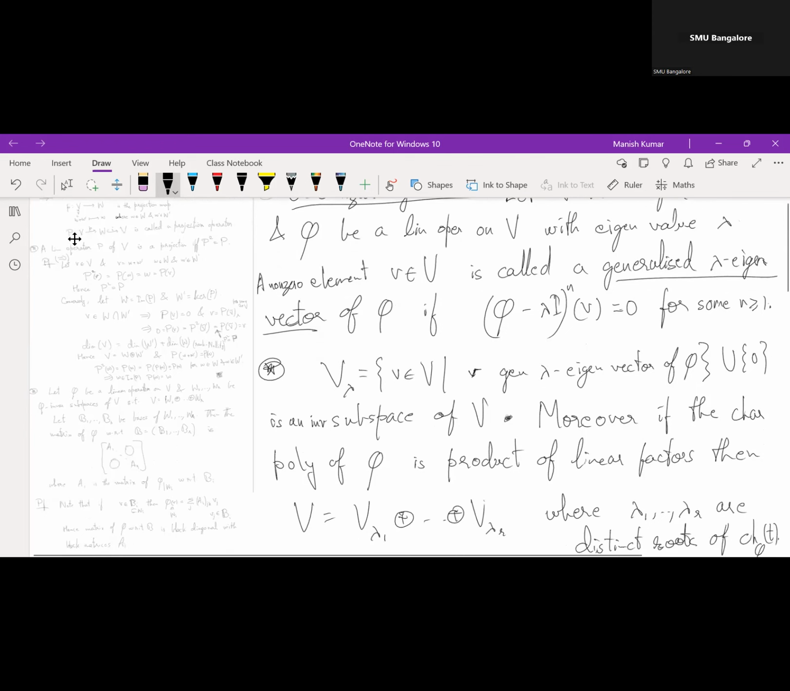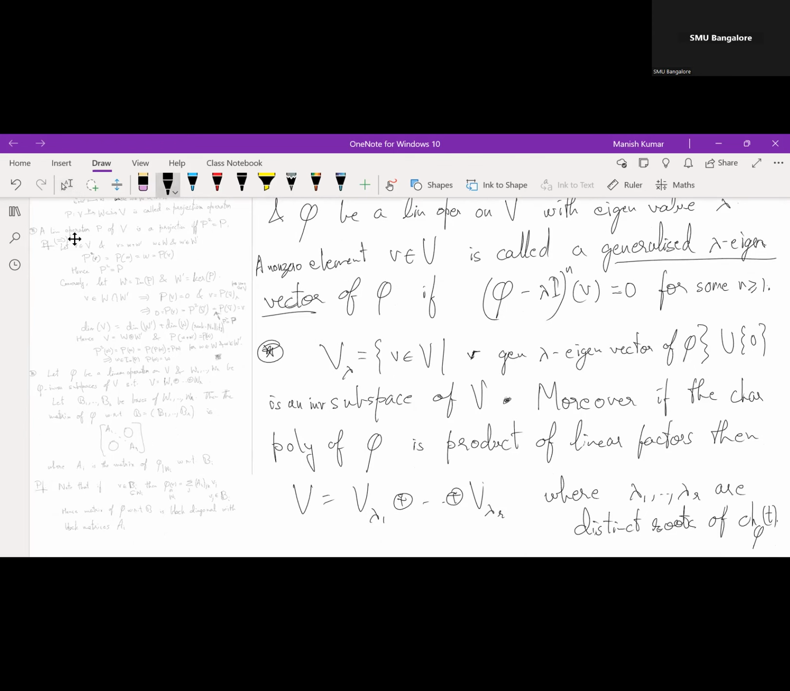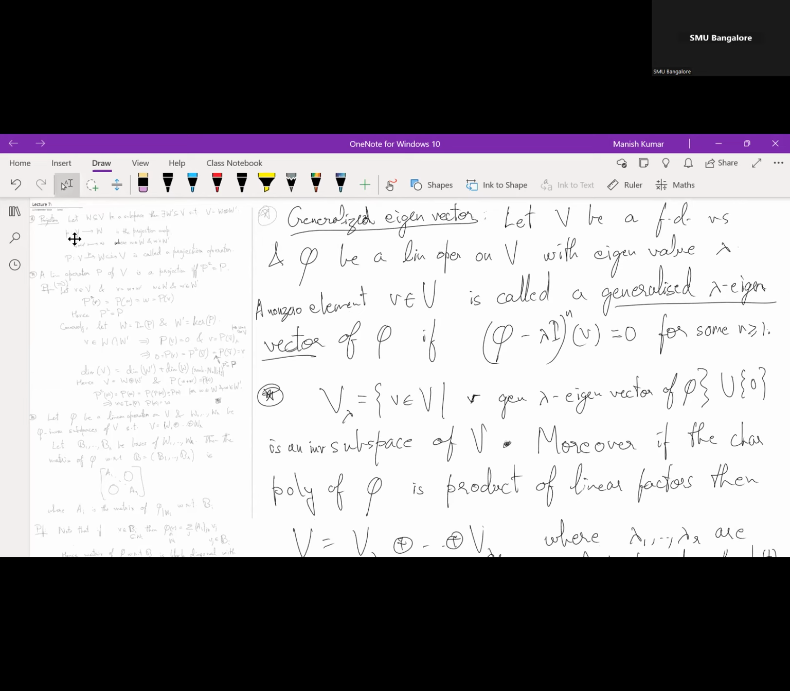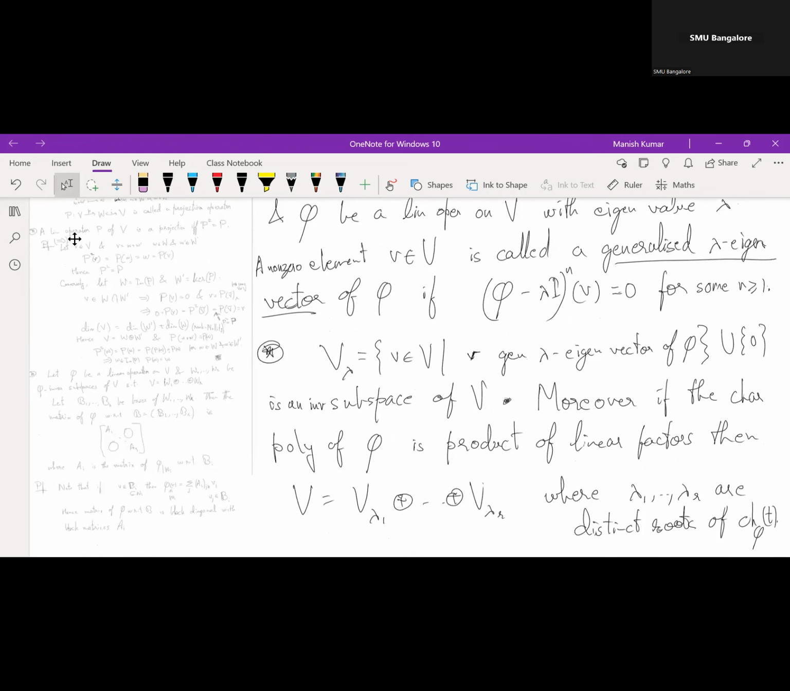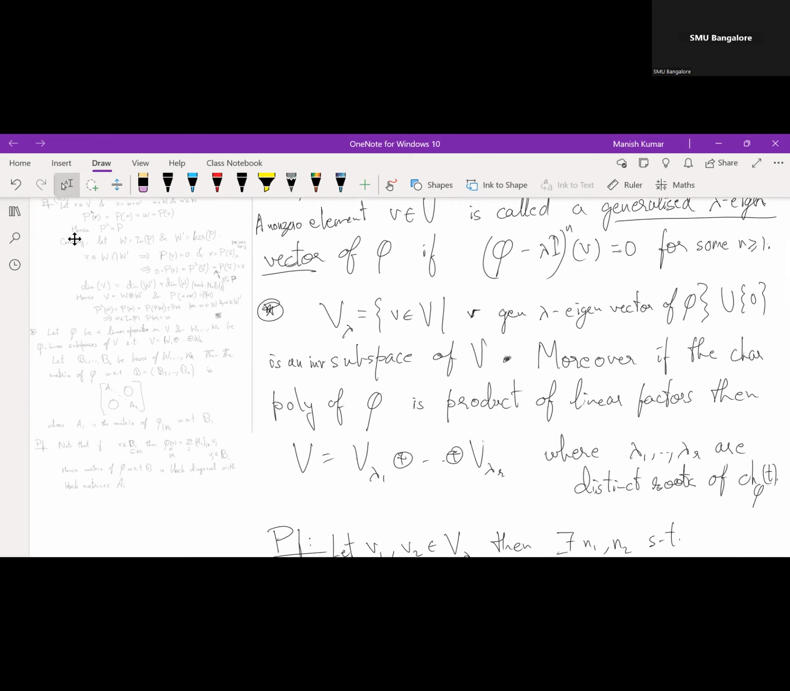Moreover, if you can write the characteristic polynomial of phi as a product of linear factors, which happens for instance when the base field is algebraically closed, then you can write V as a direct sum of V lambda 1 to V lambda r. Jordan forms exist only when you assume the base field is algebraically closed, and in fact will exist under this hypothesis. These are all going to be phi invariant subspaces.